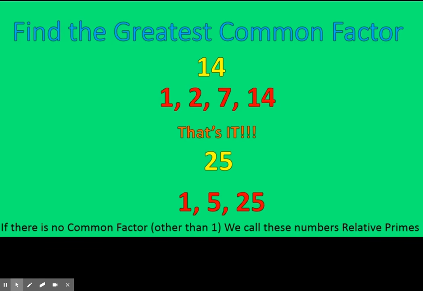And that's it. If there is no common factor other than 1, we call these numbers relative primes or relatively prime to each other. All right, the numbers are not prime. Both of those numbers are composite numbers, but compared to each other, they are prime. They don't have any common factor other than 1. So that's a situation that you might come across. So just keep that in mind. If there are no common factors other than 1, we call them relatively prime or relative primes.